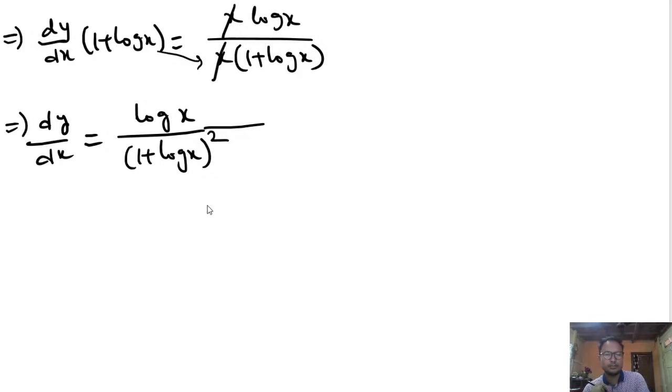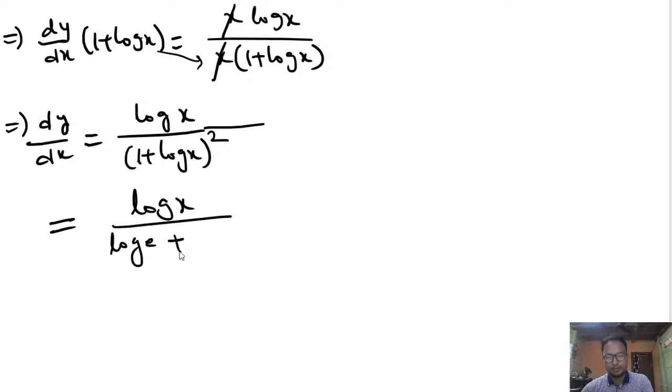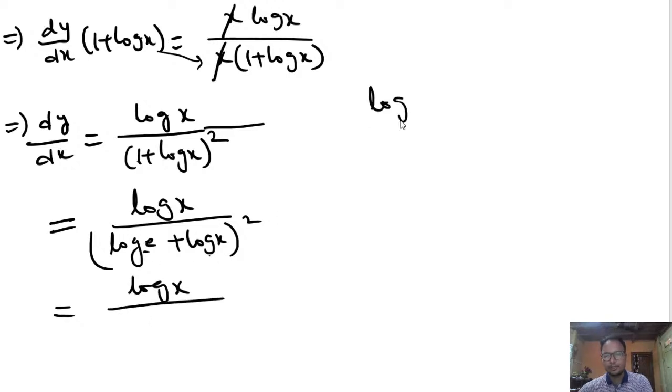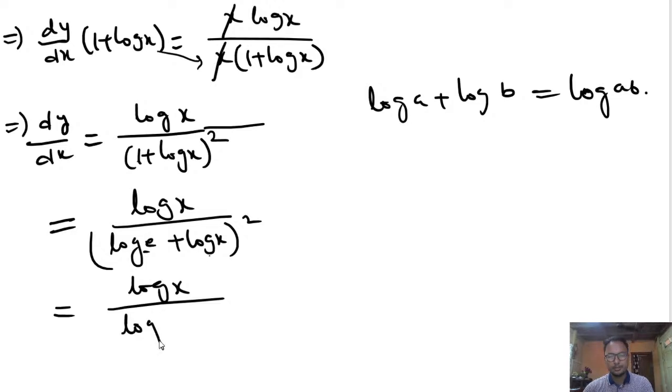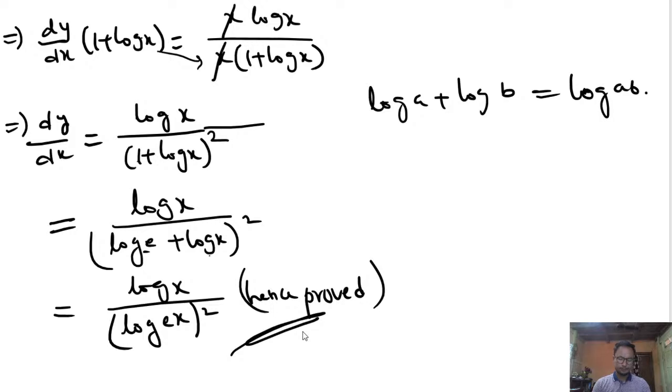Now we have to derive this. 1 is log e, since log e is 1. So log e plus log x, using log a plus log b equals log of ab, is log of e into x whole square, and this is what we need to prove. Hence proved.